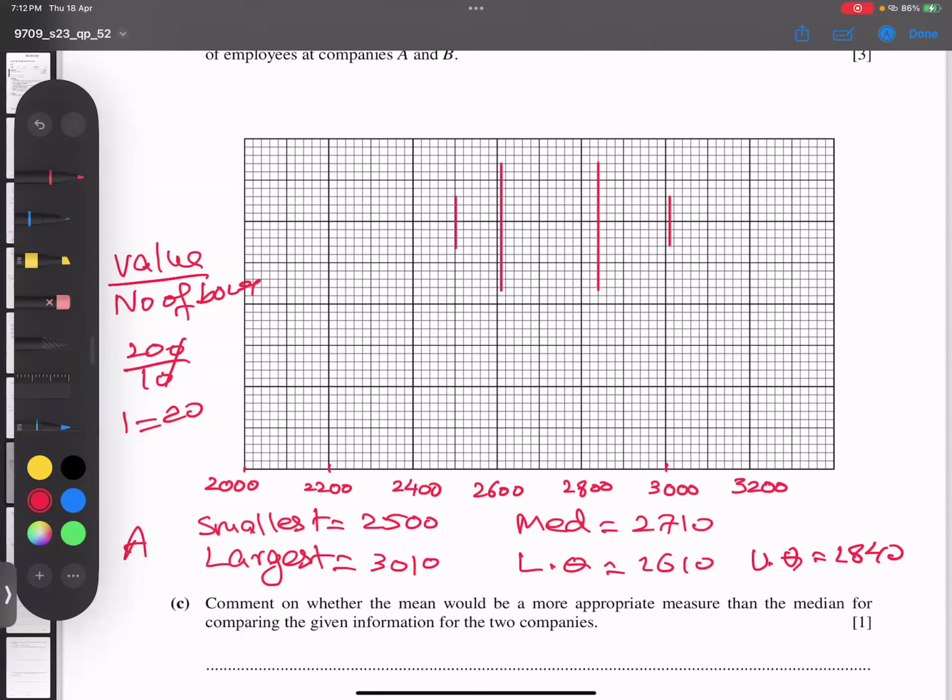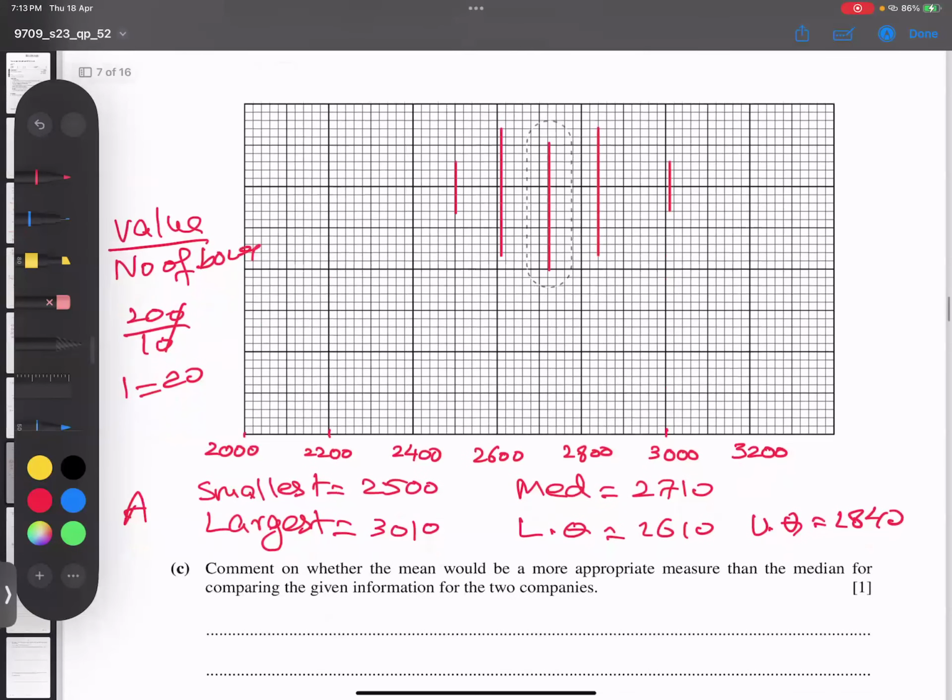And the median, what is the median? 2710. So 27 is here. 27 is where? 27 is here. And from here, a half box up above. So I'm going to paste. This is 2710, student. Okay, this is 20. Two boxes, and I will make it in the middle.